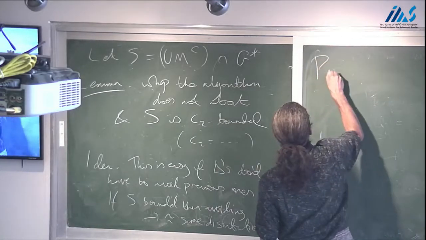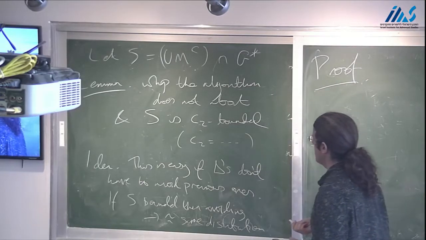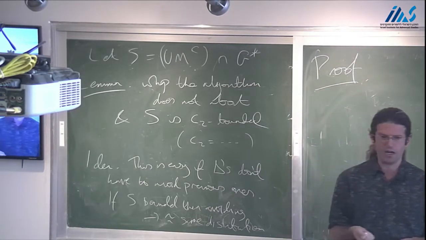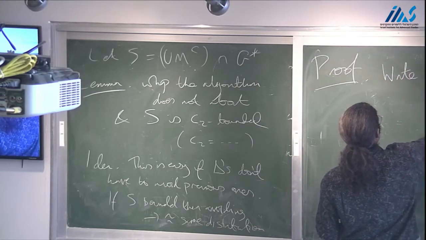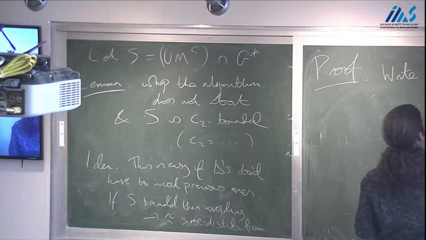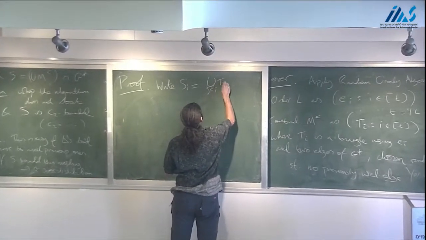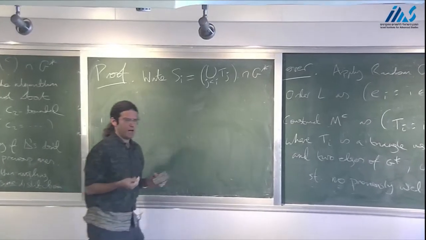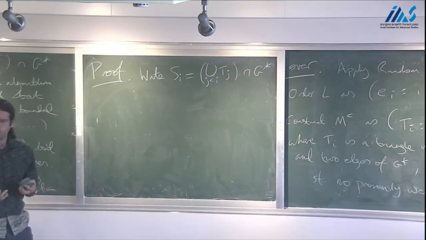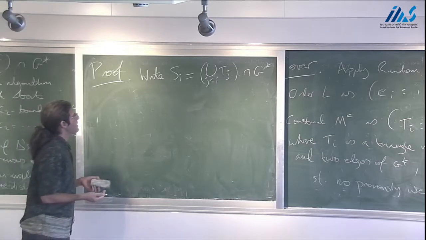Proof. Let's have some notation for the edges that we've covered so far. Write S sub I for the union over J less than I of T_J intersect G star. This is what we covered so far, and we have to avoid this, so we're going to try and keep this bounded.